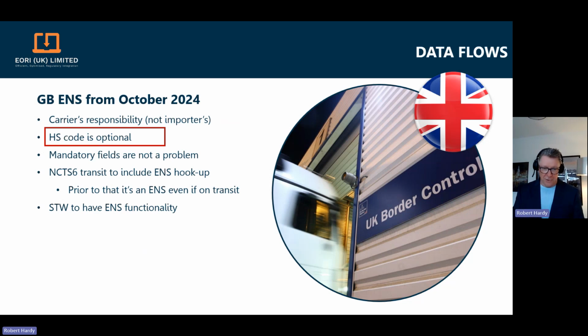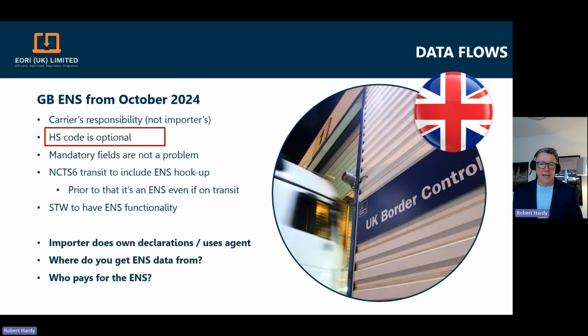NCTS 6, which is an improvement to the transit process, will include ENS data in the back end, but it doesn't at the moment. Prior to that, an ENS is required even if it is on transit. And the single trade window is designed to have all of this sort of functionality in the back end. Whether that will be ready for October 24, it's a tall order, but so was TSS, and we got there with TSS. So let's see. For the GB one, because it's a new thing from October 24, it's not as rigid as ICS2, if you like, where you need the HS code. You just don't need it, and that's one of the hardest parts of it.